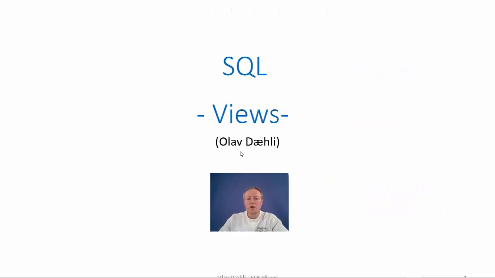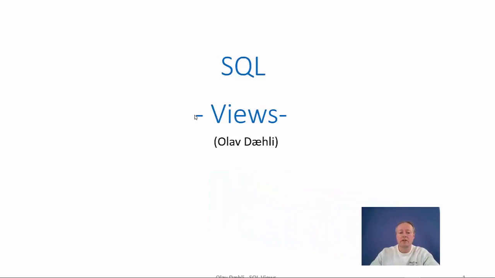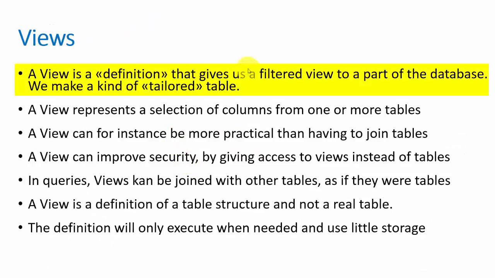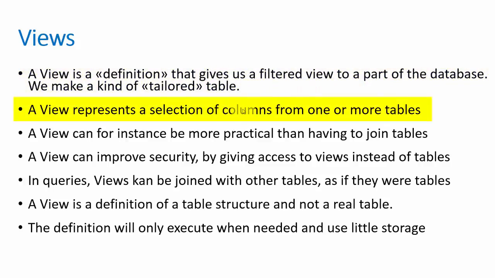Hello, today we will talk about views, and we will use the same example database as earlier with the car and owner and postal address. A view is a definition that gives us a filtered view to a part of the database. You can say that we can make a kind of tailored table. And a view represents a selection of columns from one or more tables.